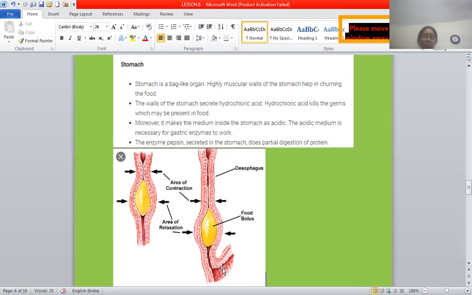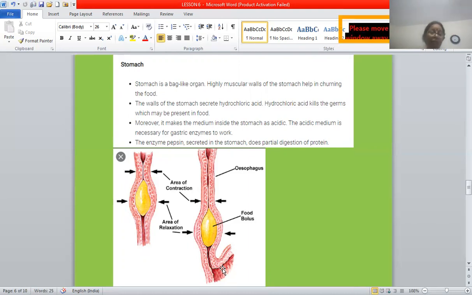And what is the function of enzyme pepsin? Pepsin helps in the digestion of protein. So this was the function of HCl. Again, I am repeating. HCl makes the medium acidic because enzyme pepsin acts only in acidic medium. And the second, it kills the germs or disinfects the food which comes along with the food.